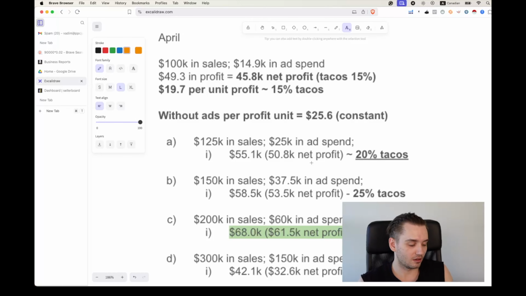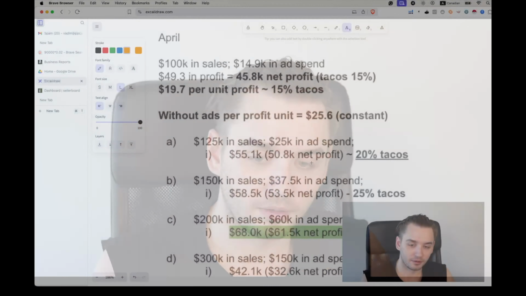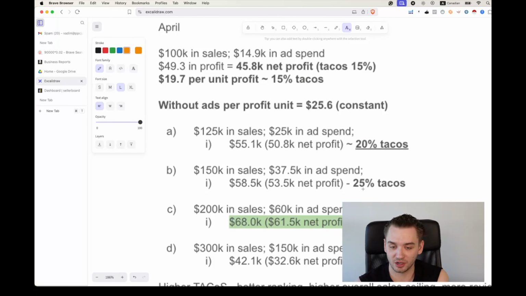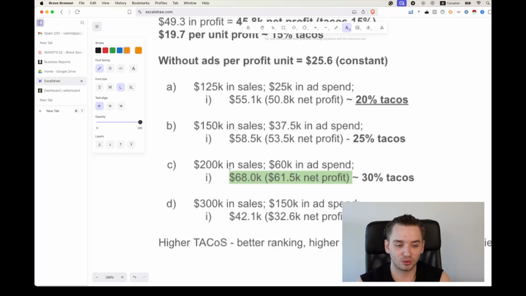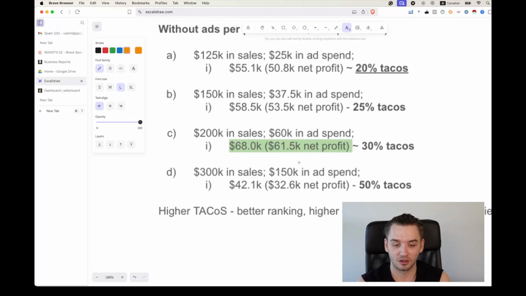Let's say we are going more aggressive. We talk to a client, we got a direction: hey, go ahead, I have lots of inventory, let's push the volume. So we'll check this out: 25%, 53.5K net profit. For someone looking at this, it doesn't make sense. So it only works for high margin products, like strong brands, just focusing on volume. So what happens if you do 200K in sales and 60K in ad spend? That's 30% TACoS. So 61.5K net profit.